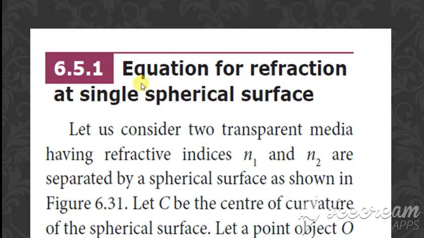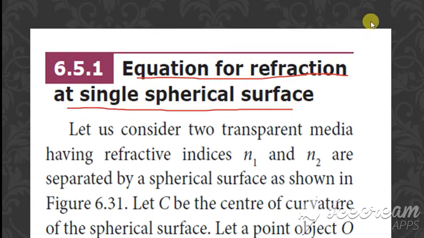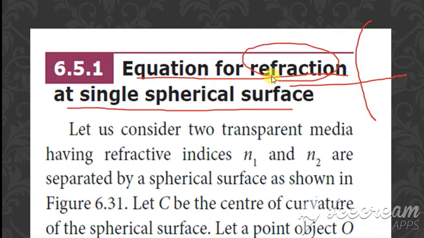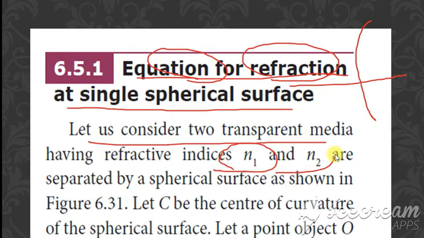So next we are going to see the equation of refraction at a single spherical surface. So only one spherical surface. Over that spherical surface we are going to find the equation for the refraction. So consider two transparent media having the refractive indices n1 and n2.